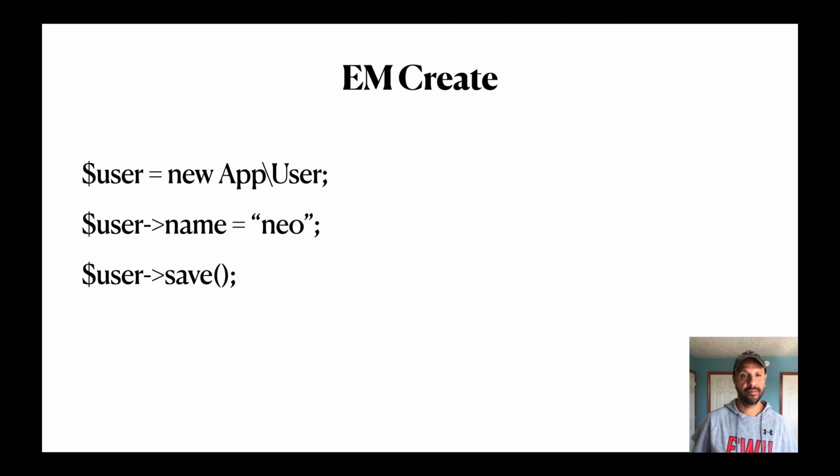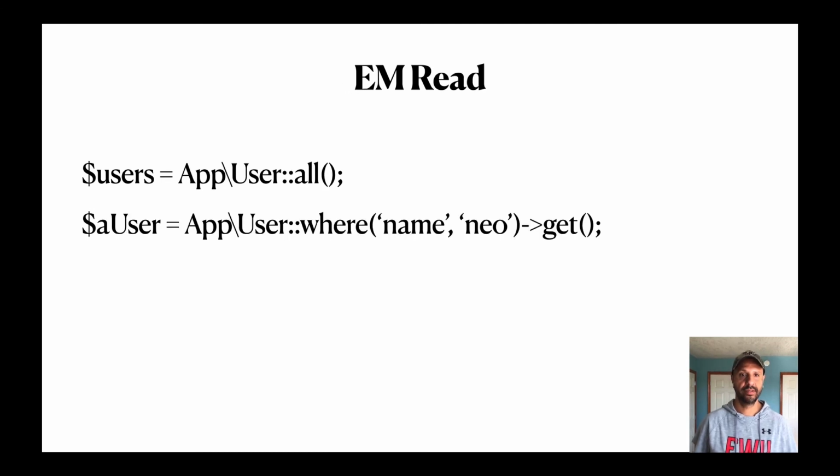So let's go ahead and move over to the read. There are a couple different things I can do here. I can grab all the users. There's an all method I can call on user, which will select all the users from the database. Or I can get really specific on just finding one user. I can get me a user where name is Neo and assign it to a variable called a user. And then we can interact with that just like a regular object.